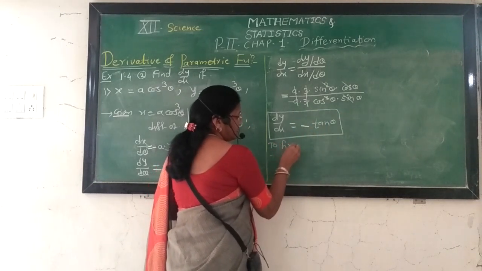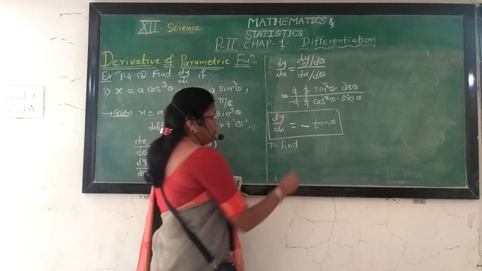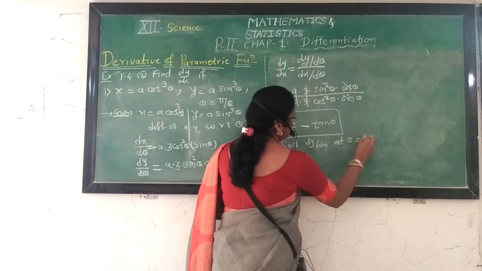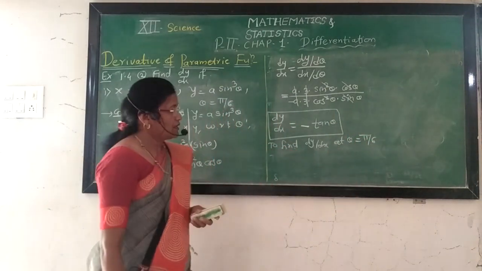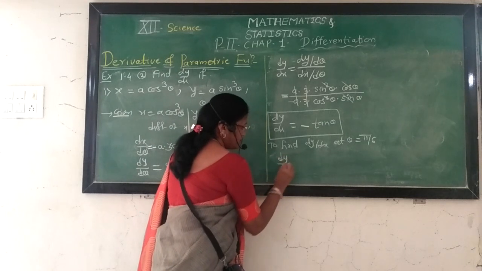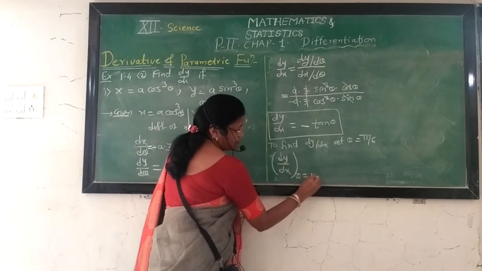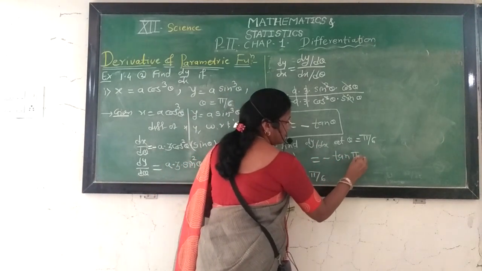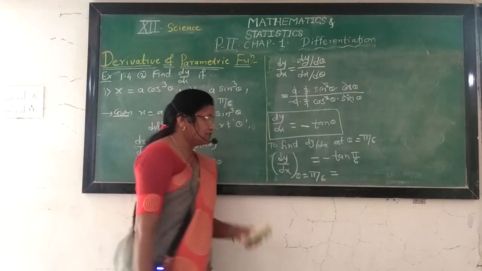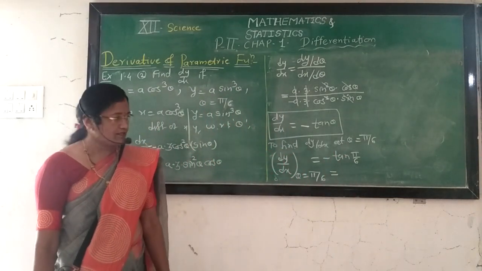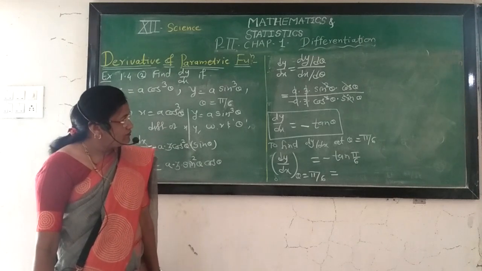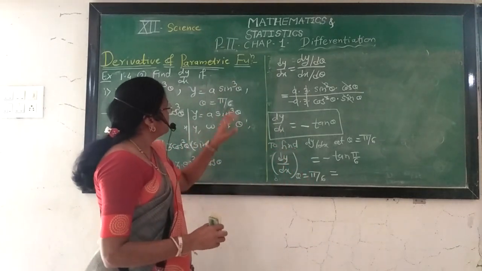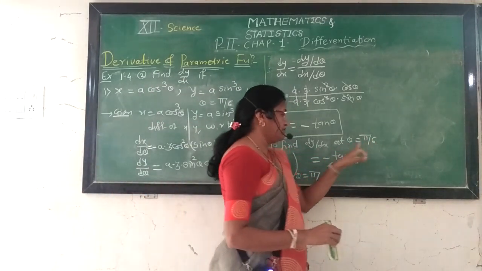To find dy by dx at theta equal to 5 by 6, means in the ratio of tangent we take the value of theta, which is 5 by 6. So this is tan 5 by 6. Here 5 by 6 means we take the value 30, and tan 30 is 1 by root 3. As you are given 5 by 6, we take tan 30.